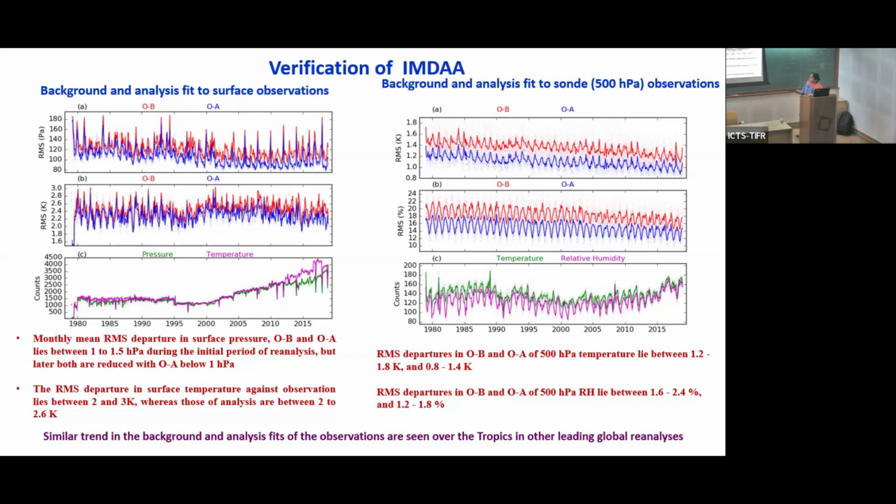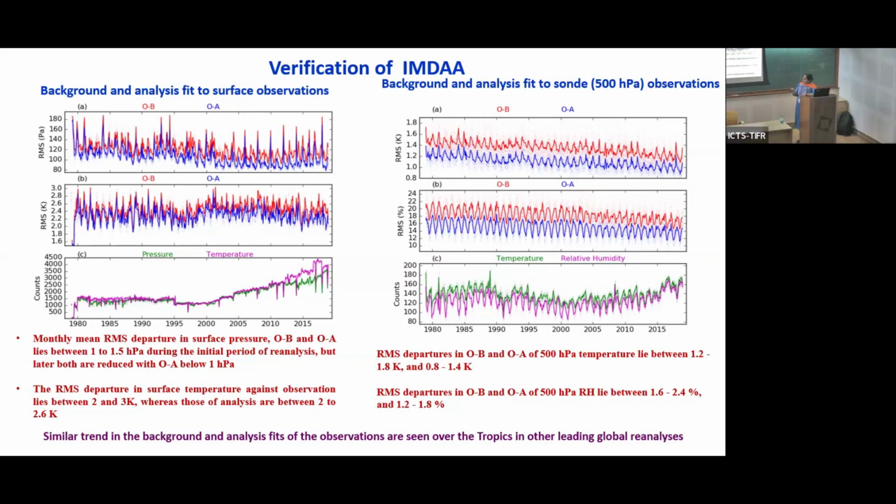So here what you are seeing is the upper panel is the root mean square error for the pressure, that is in Pascal, and the RMS in the temperature, and the count, the number of observations assimilated. So this is for the temperature. If you can see the number of observations assimilated, from 1979 to whatever, 2018, there is an increase in the number of observations assimilated.